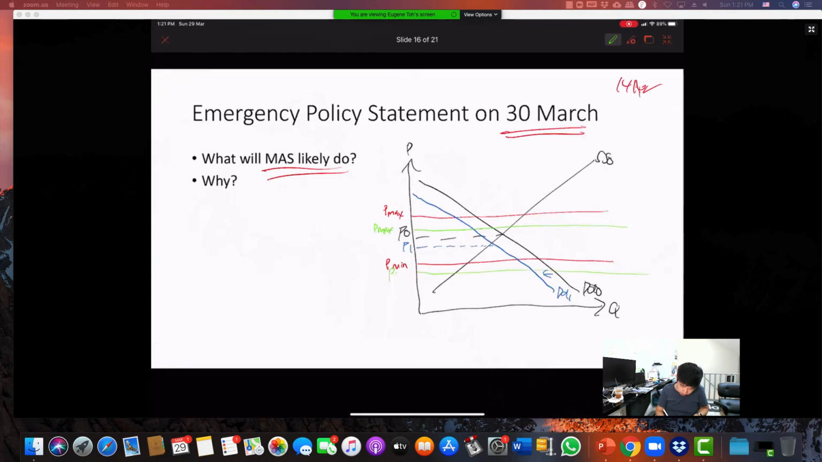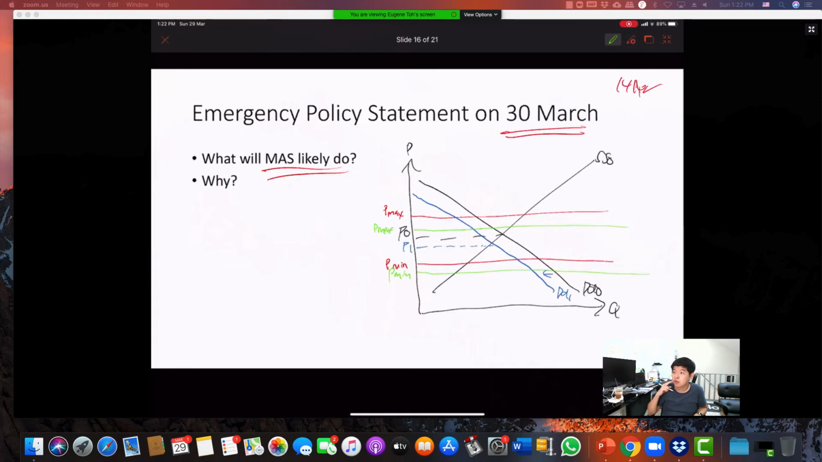And this will be the new P minimum. That means they take P1 as a new center point and then they put it as the middle point of your P max and P minimum. Which means to say that they shifted the red lines downwards to become the green lines. That is called recentering of the policy bands.